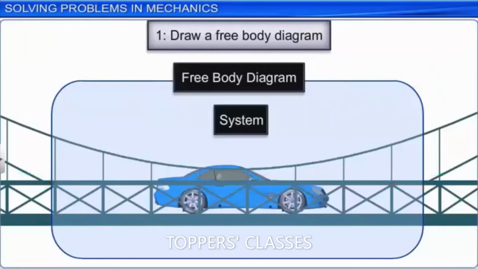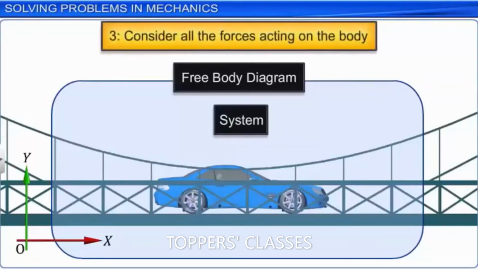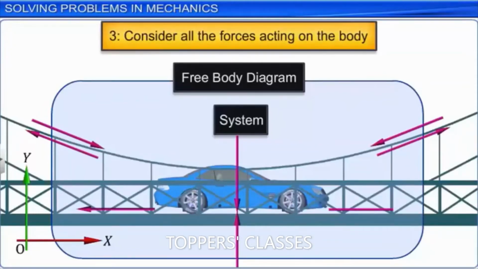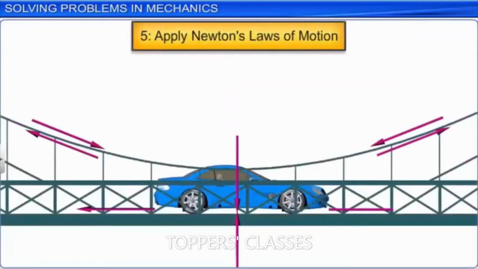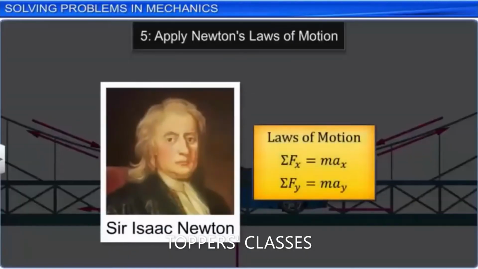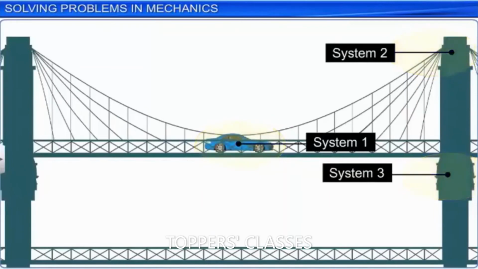Next, we choose a convenient coordinate system to resolve the forces involved. Coordinates should be chosen keeping in mind the probable direction of motion of the body. This makes the solution easier. Then, we add details about all the known and given forces on the system, indicating their respective magnitude and direction. Then we resolve all these forces along the chosen coordinate system. Finally, we can take the help of Newton's laws of motion to determine the magnitude and direction of unknown forces. If the problem at hand requires an analysis of multiple systems in an environment, we follow the same procedure for each individual system.